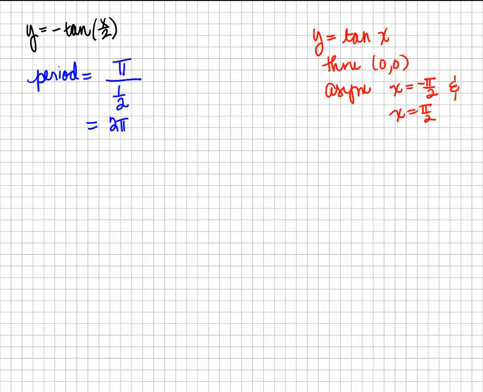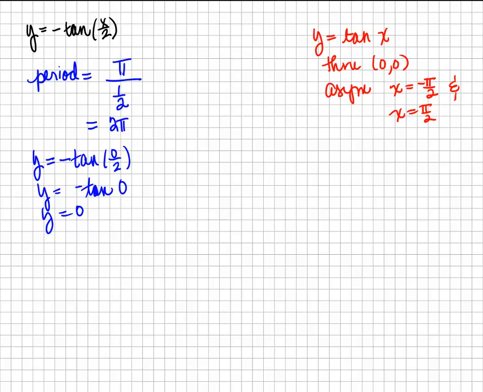that if you were to plug in a 0, so if I've got y is equal to negative tangent of x divided by 2, I'm going to get the opposite of the tangent of 0, which is 0. So I know it's going to pass through the origin.